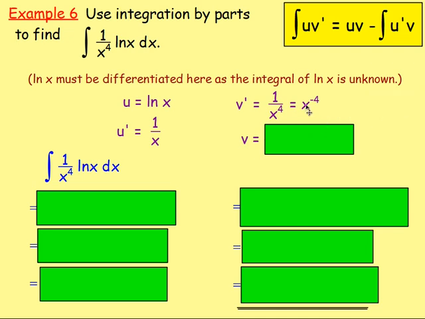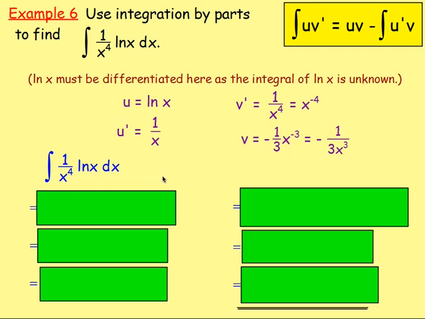Good. Integrating then, add 1 to the power, divide by the new power, would give us x to the power of negative 3 over negative 3. And then if you rewrite that, you can move the negative index to the bottom, so you'd have a positive index. So it's negative 1 over 3x to the power of 3.